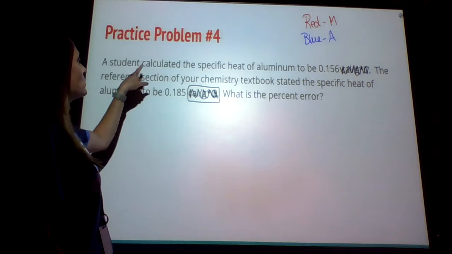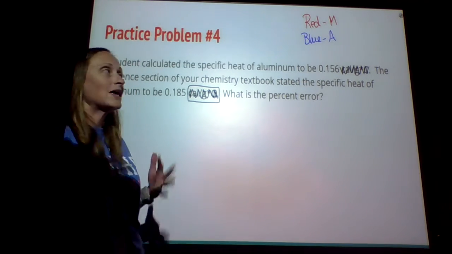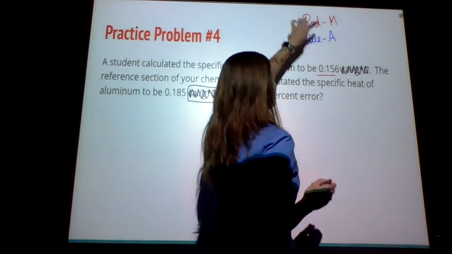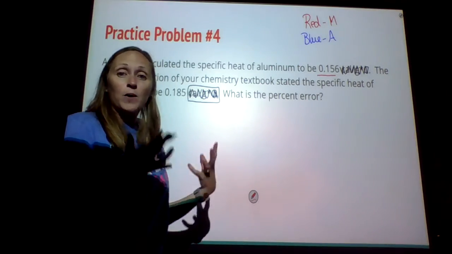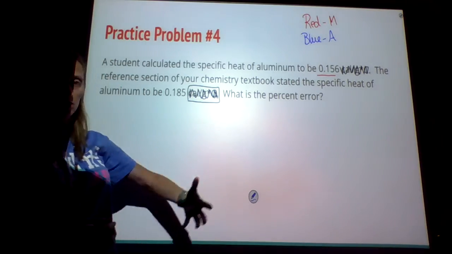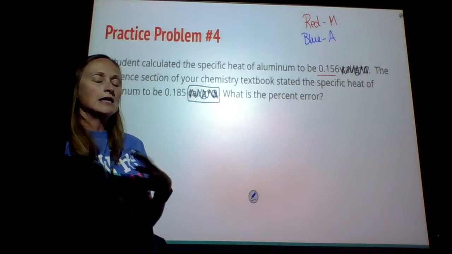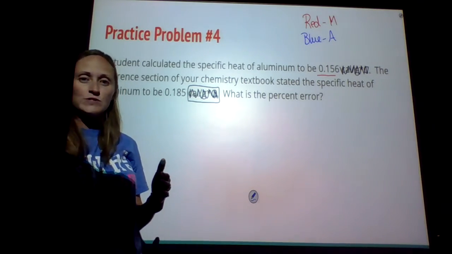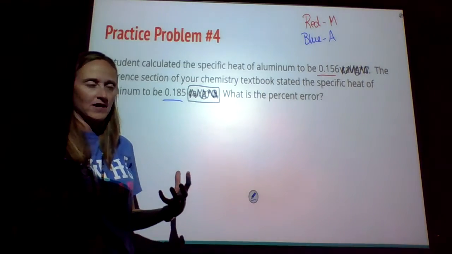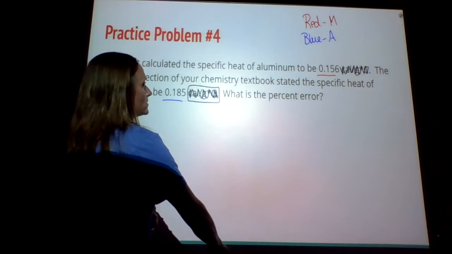So we have a student that calculates. Is a student going to be accurate? Possibly, but they may not be. So we're going to underline that in red, because red signifies our measured value. And our textbook, the reference section in the back of our textbook, you'll see in our e-text that they have different tables in the appendix. We know that that's accurate. That's the accepted value, so we'll underline that in blue, and we're ready to solve.